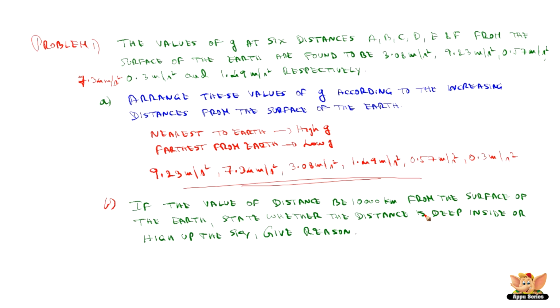Let's say it is 10,000 kilometers from the surface of the Earth. If it has to be deep inside, then it has to be within the radius of the Earth. Now we know that the radius of the Earth is 6,400 kilometers, whereas the point in question is 10,000 kilometers. And we also know that at the center of the Earth, the acceleration due to gravity is 0. Hence, it has to be above the Earth. So the answer is, it is high up the sky.